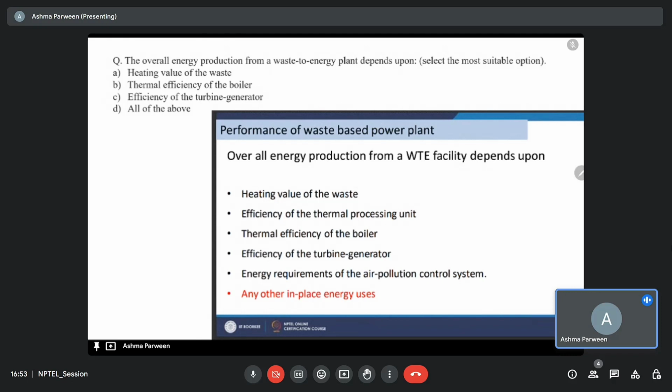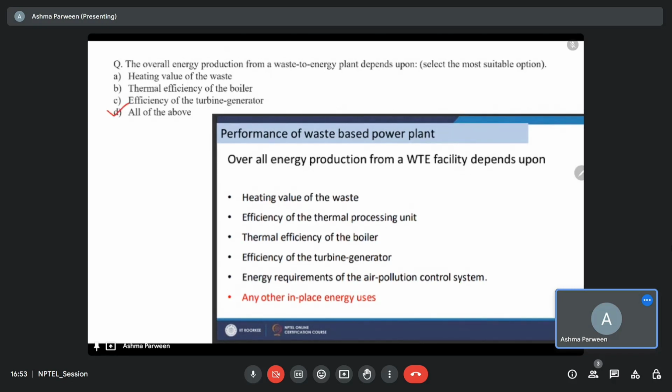So all the three options which are given, that is heating value of the waste, thermal efficiency of the boiler, and efficiency of the turbine generator, all these contribute to the overall energy production from a waste to energy plant. So D is the correct answer. So let's move to the next question.